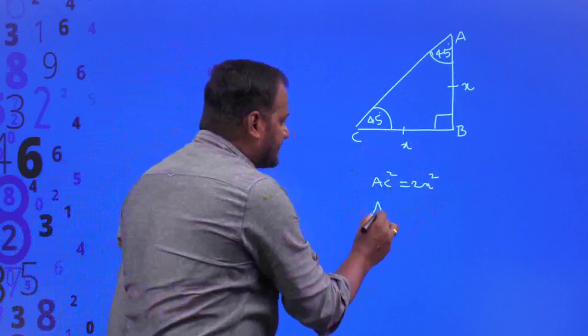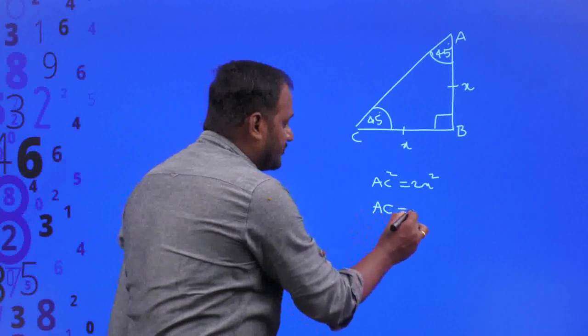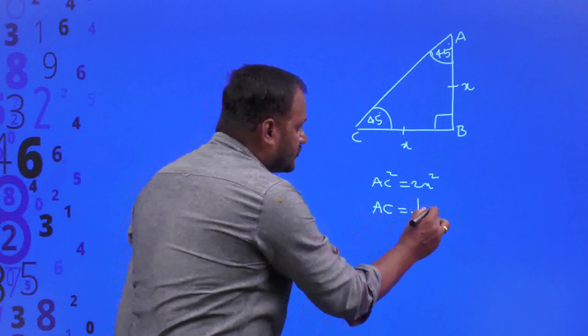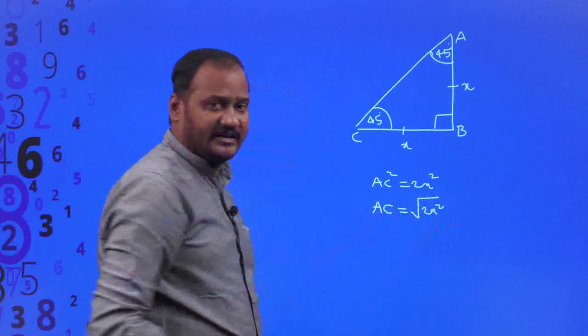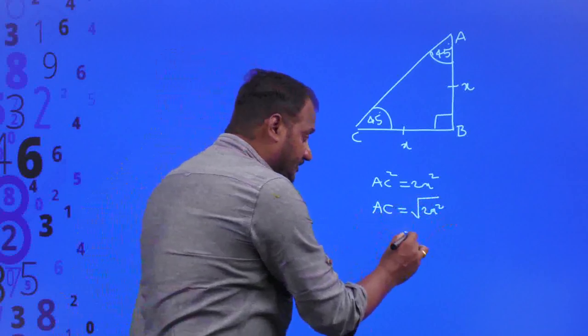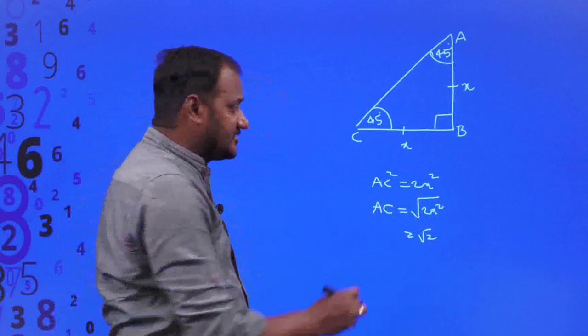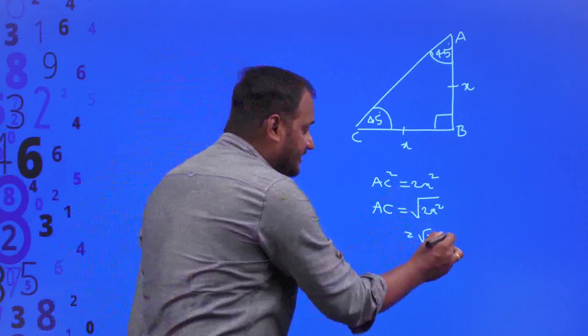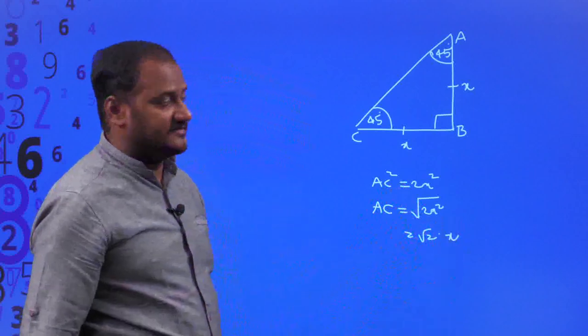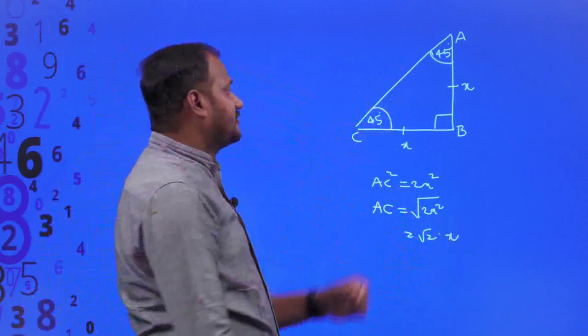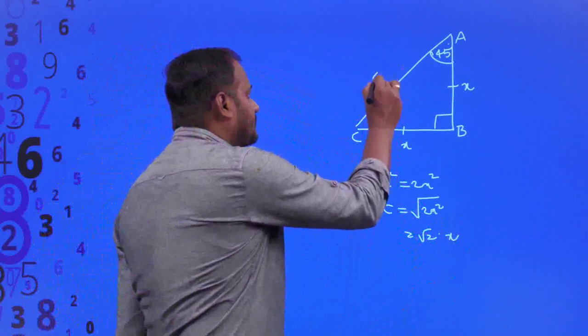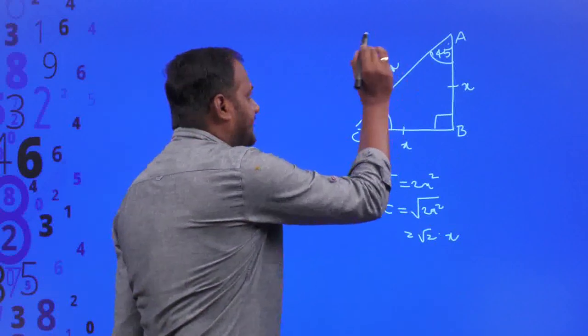Then what is the value of AC going to be? Square root 2x square, correct? Square root 2 cannot be simplified further, but square root of x square, the root and square get cancelled, and you get x. Therefore, the value of the hypotenuse is going to be square root 2 times x.